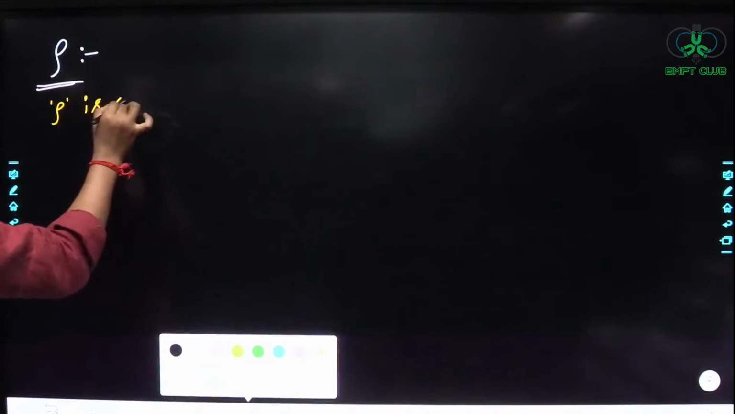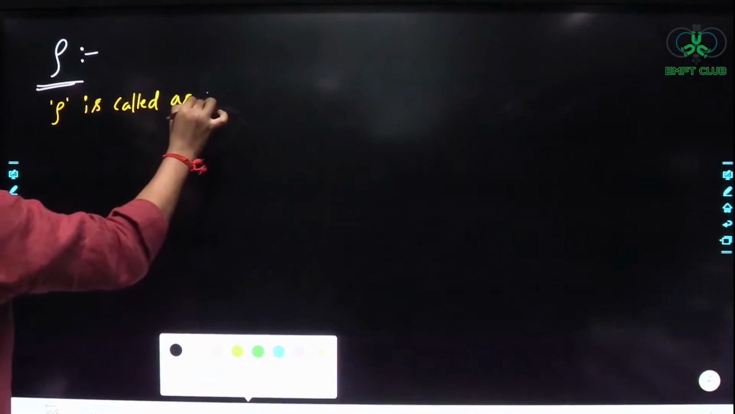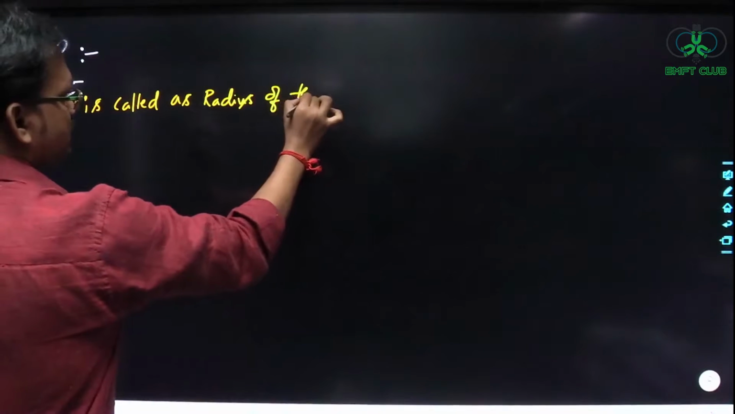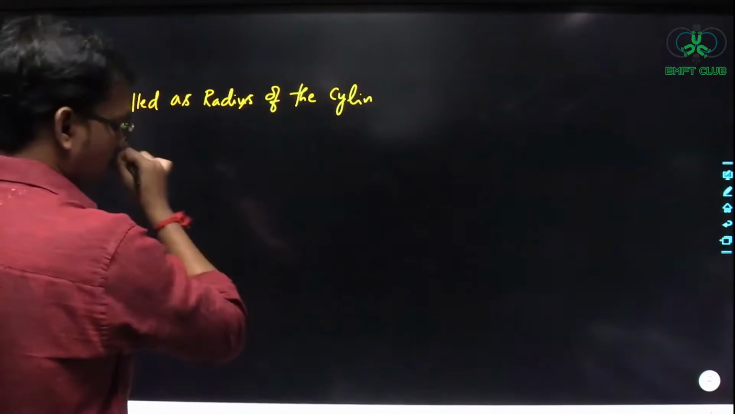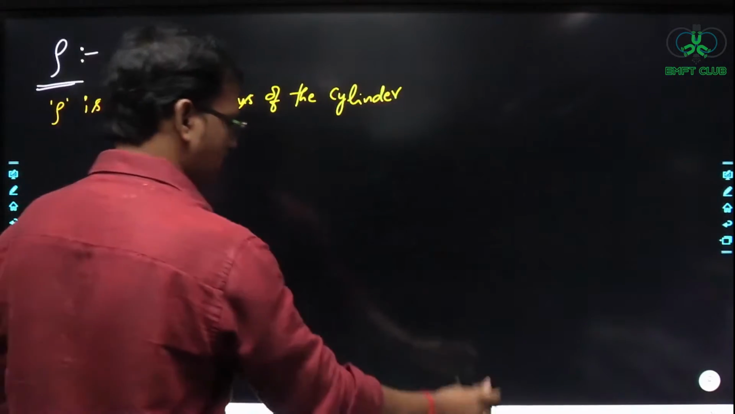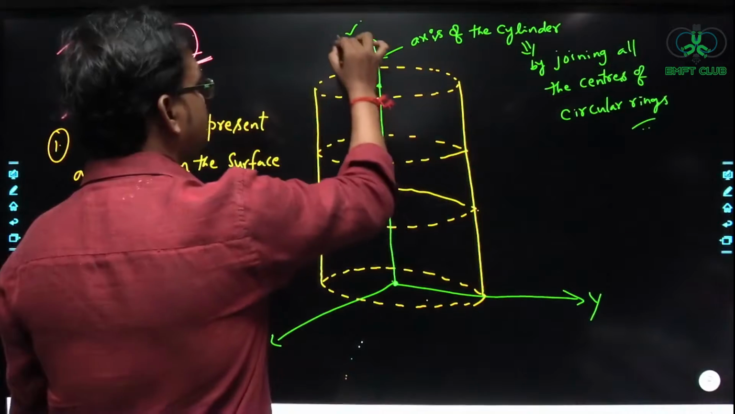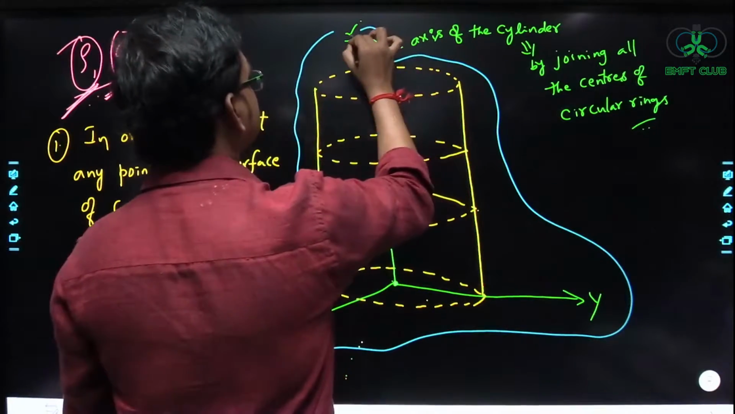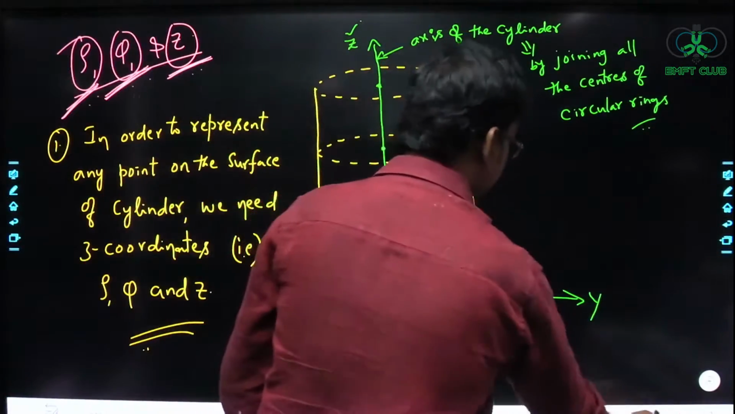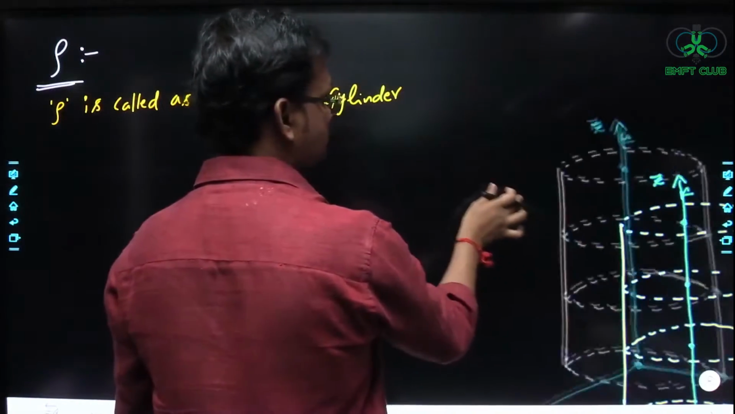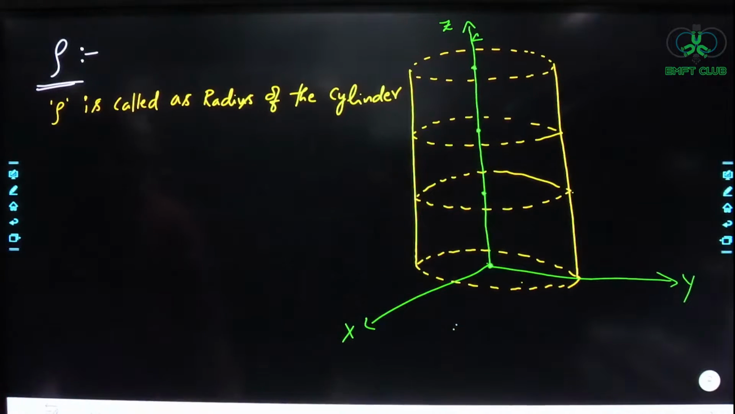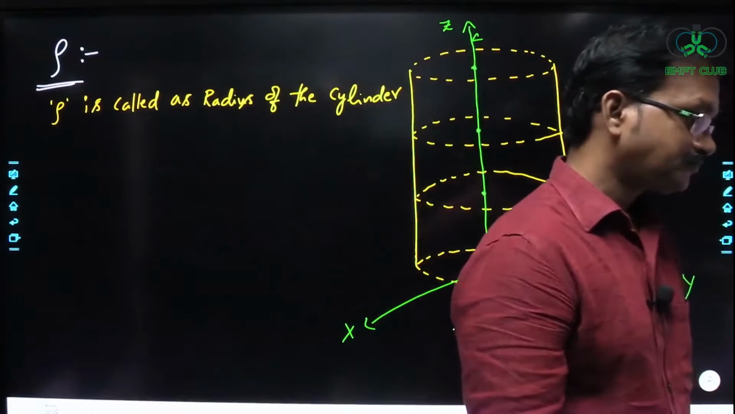So rho is called the radius of the cylinder. Okay, so I am going to copy this figure. Rho is called the radius of the cylinder.